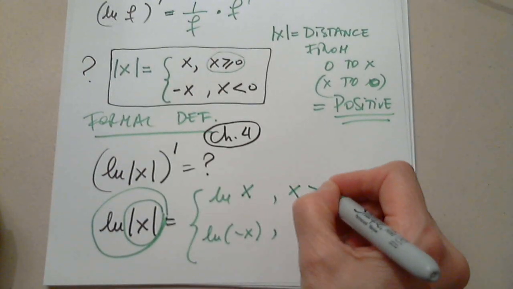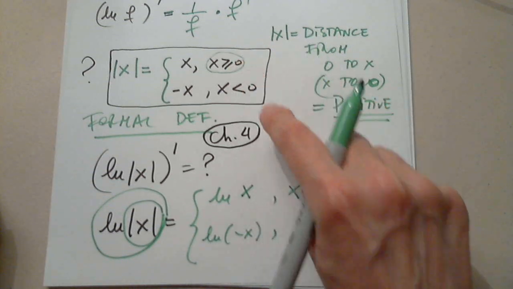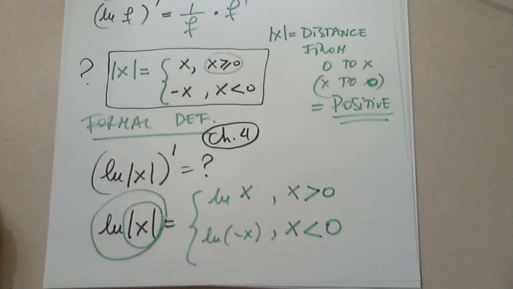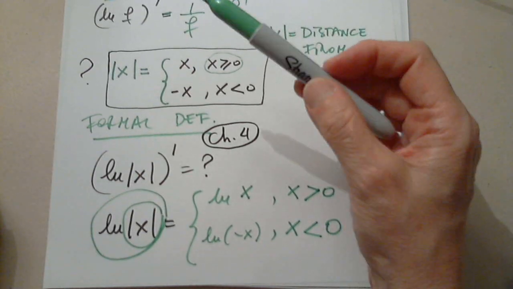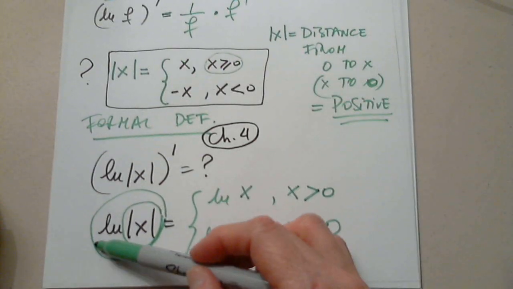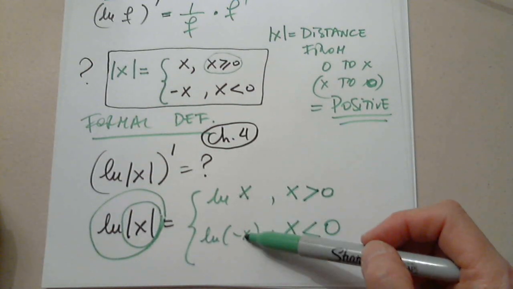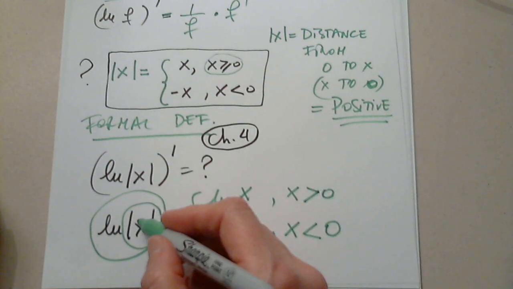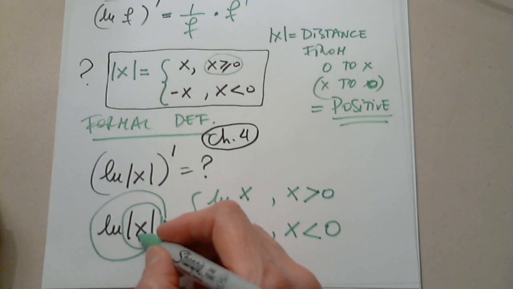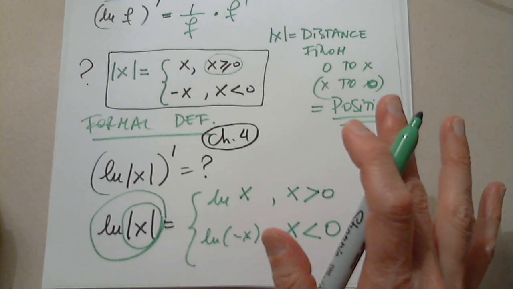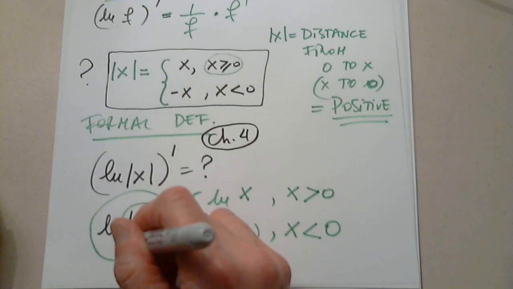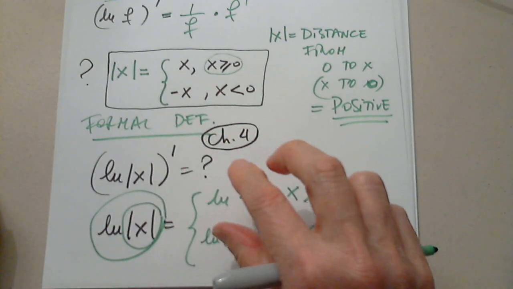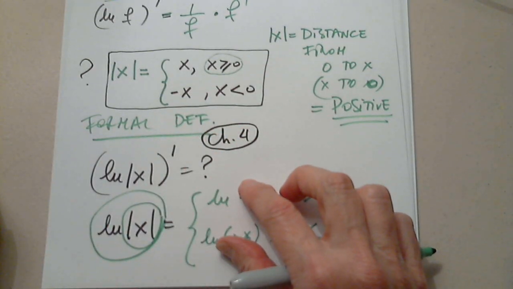So x positive, I cannot copy the equal symbol, and x negative. So the absolute value has two options. Natural log of the absolute value will also have two options. However, I cannot include the equal symbol because I cannot plug in 0 in natural log. Now, we want to differentiate this. Because this has two options, the derivative will have two options, at least initially.